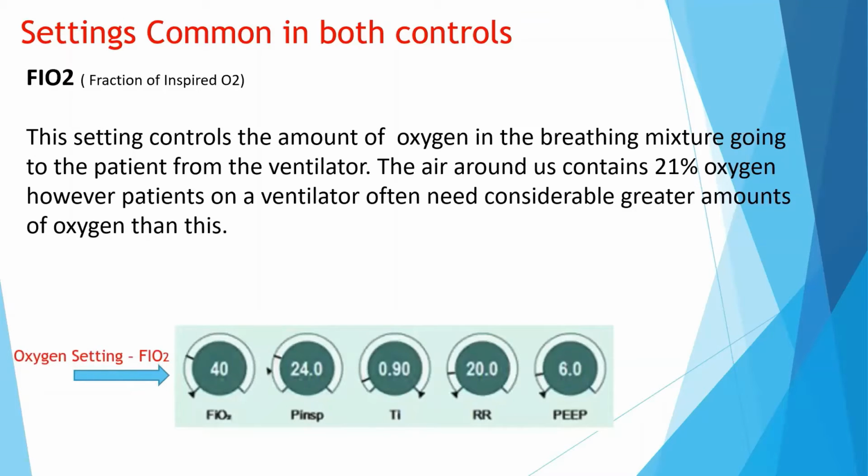And here we can see the oxygen FiO2 setting. Here it's set at 40%. Other settings, the PEEP of 6. The pressure level here is set at 24, the inspiratory time is set at 0.9, and the respiratory rate in this example is set at 20.